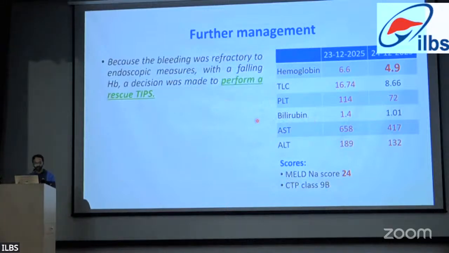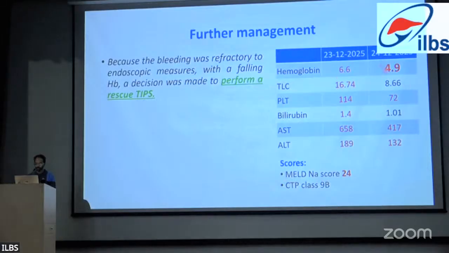Because the bleeding was refractory to these endoscopic measures, with the falling hemoglobin and hemodynamic instability, a decision was made to move ahead with the rescue TIPS. But the thing is, rescue TIPS in the case of portal vein tumor thrombus, which is extended up to the main portal vein, reaching almost to the confluence.